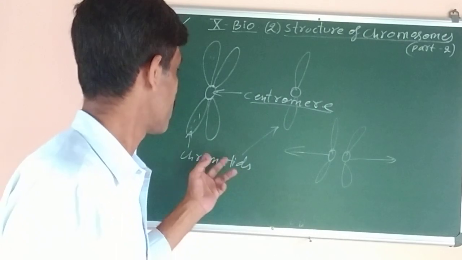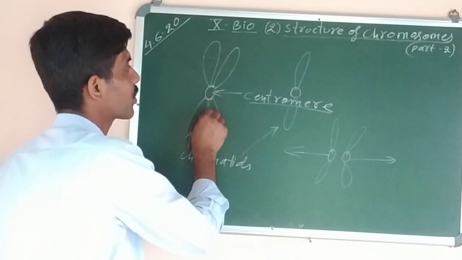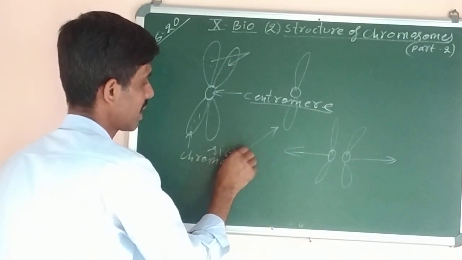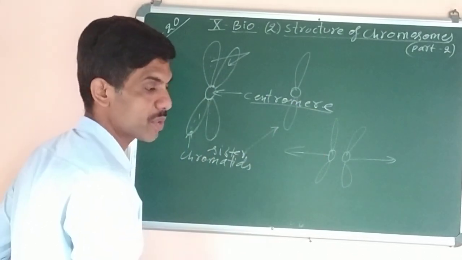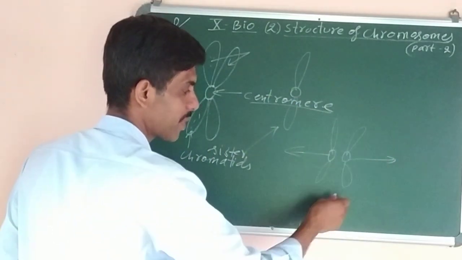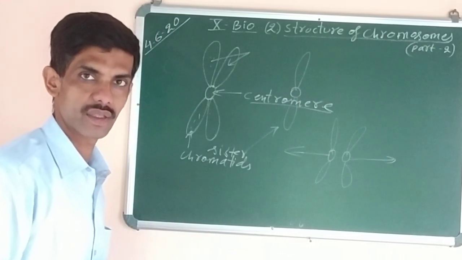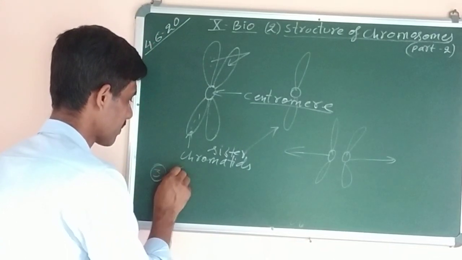There are two chromatids, and both chromatids of the same chromosome are known as sister chromatids. Here we can write, they are called sister chromatids. But if I draw two different chromosomes, like this one is separate, this one is separate, then they are called non-sister chromatids. Got it? Now next we have the word gene, the third point.